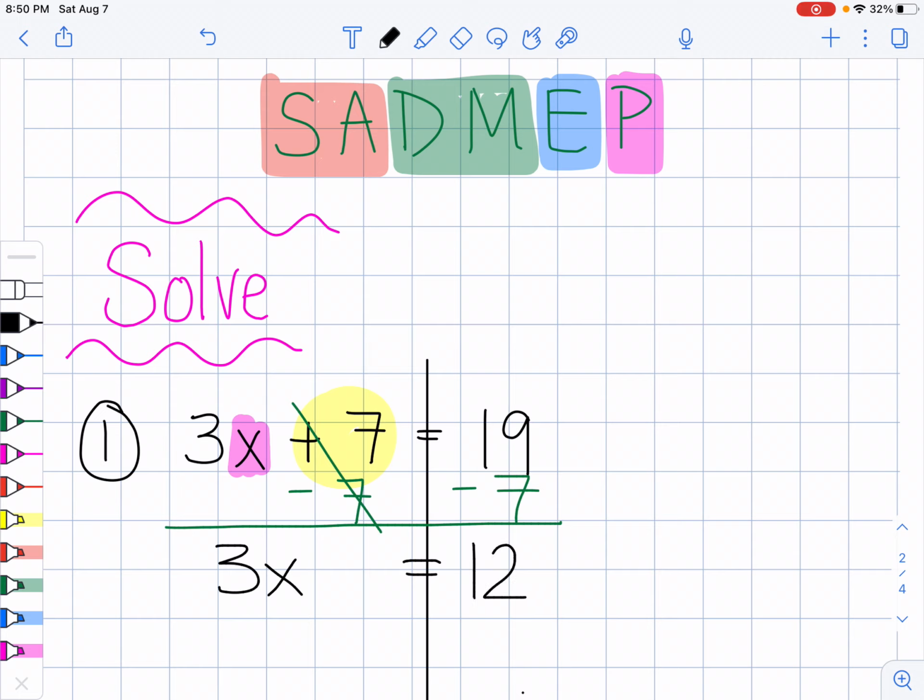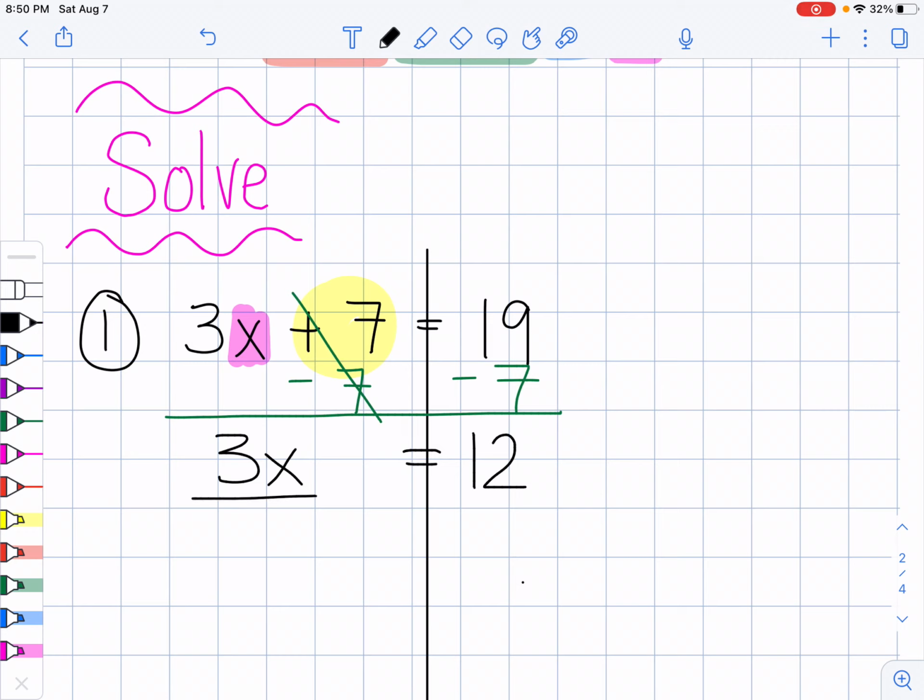Now I have to undo this 3. Does this 3x mean 3 plus x, 3 minus x, 3 times x, or 3 divided by x? It means 3 times x. So how do we undo times? Remember, multiplication and division undo each other. So I'm going to divide both sides by 3. So 3 divided by 3 is 1, cancels each other out. So I'm left with x is equal to 12 divided by 3, which is 4.